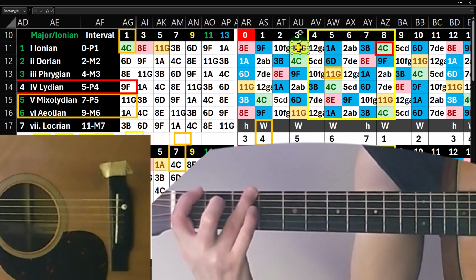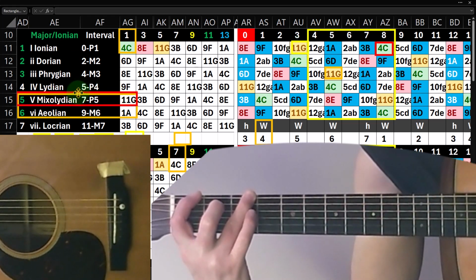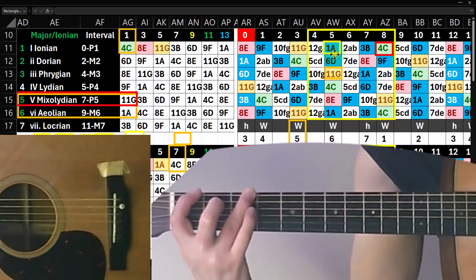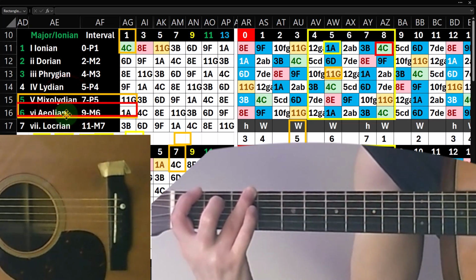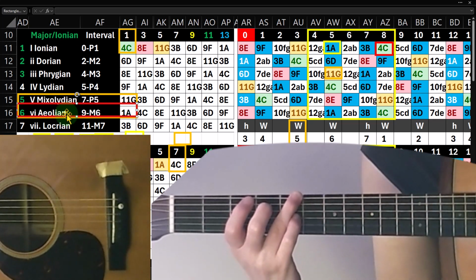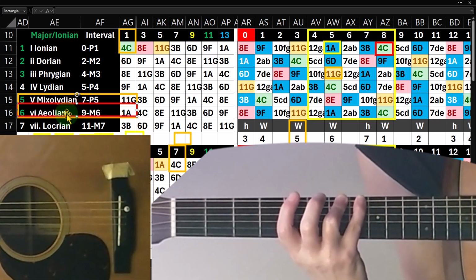All right, and we're going from absolute mode number 4, Lydian, to absolute mode number 5, mixed Lydian, which is a whole step. And then we're going from the 5 to the 6, which is a whole step. That brings us basically back to where we started. 5 to the 6 is a whole step, going from the G to the A. And then back home. All right, let's go to the next one.